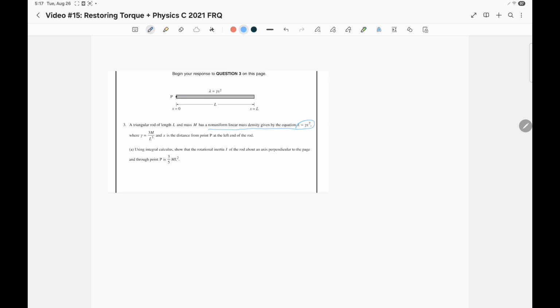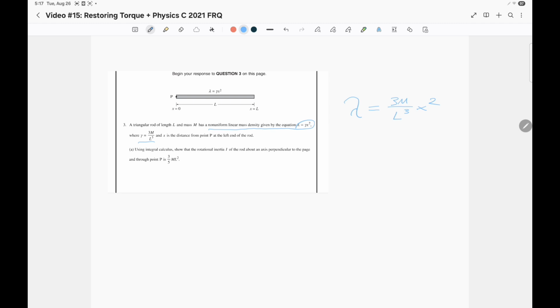Okay, so they give you the answer. They ask you to prove it, right? So they gave you this constant here, so let's substitute it into the equation. We have lambda equals 3M over L cubed x squared. I just substituted in what they gave us for that other Greek letter. That is just me substituting in what they give us.